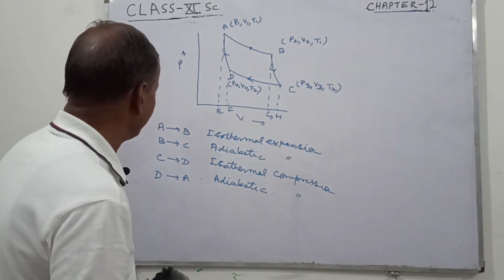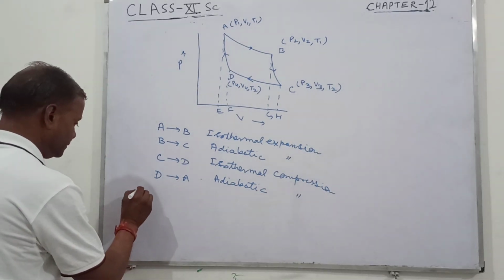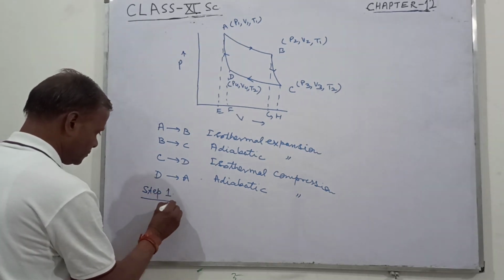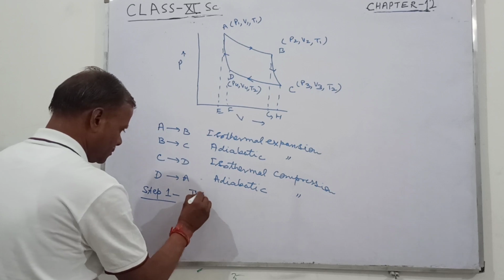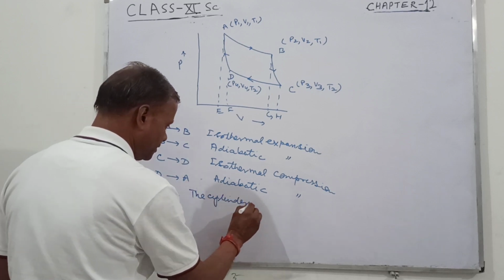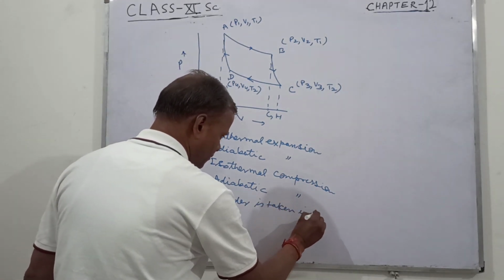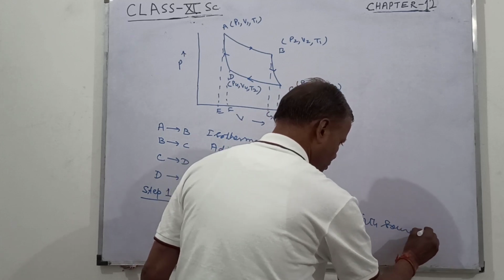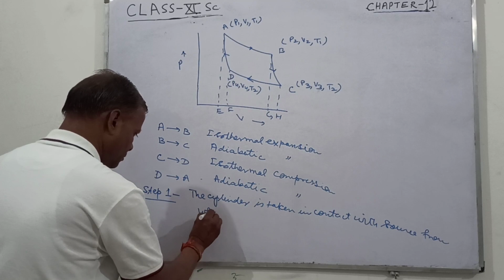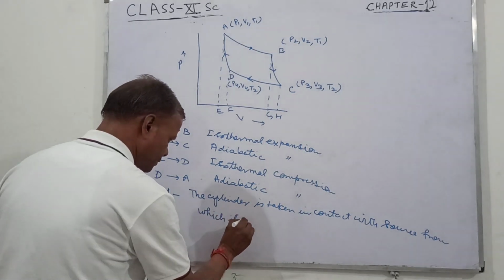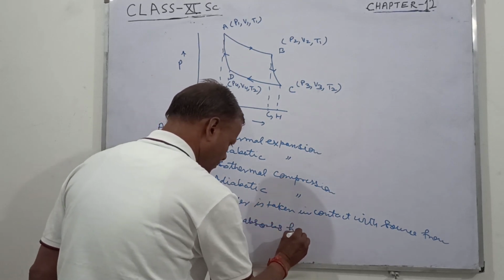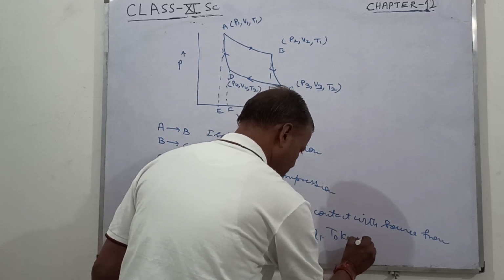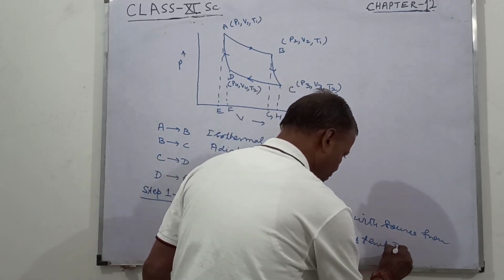So now step 1. The cylinder is taken in contact with source from which it absorbs heat Q1 to keep temperature T1 constant.